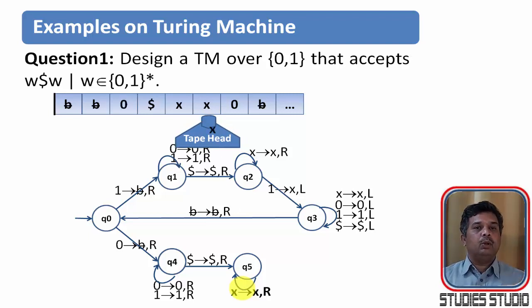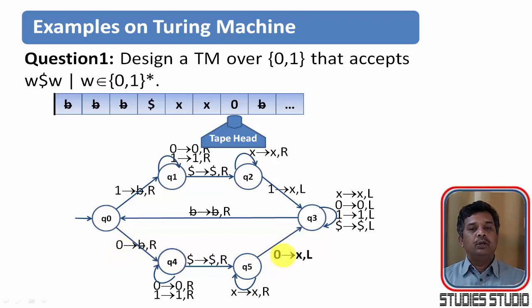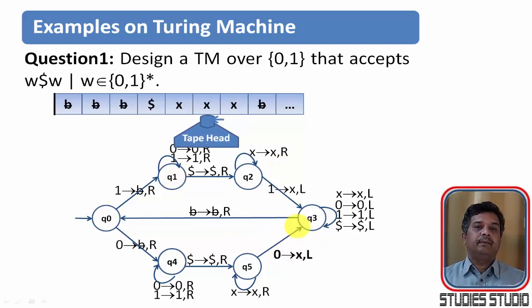So the second symbol also I got is x. So I'm moving right. The next symbol that I'm getting is 0. The first symbol in this path was 0. The next symbol is also I'm getting 0. So I'll be writing x onto the tape. Again I'll start moving left. Now I'm at state Q3. The symbol that I got is x.